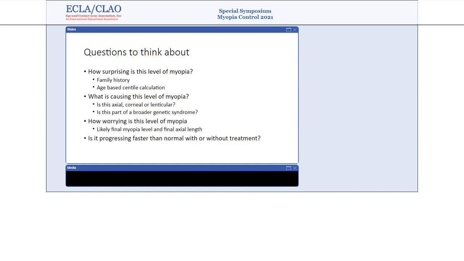So these are the questions I'd like to leave you with, which is four questions to ask about every single myope. How surprising? What's the cause? How worrying are the implications of this? And what's the progression rate, either before I've treated or after, and how's that going to guide my analysis? Thank you very much.